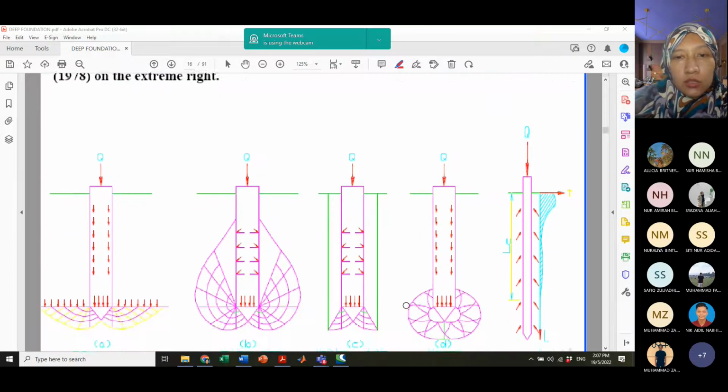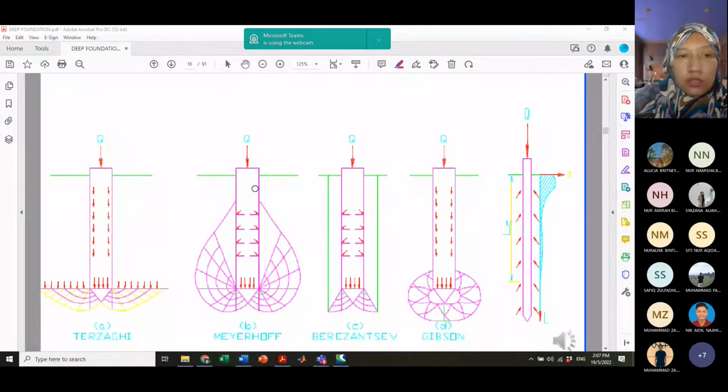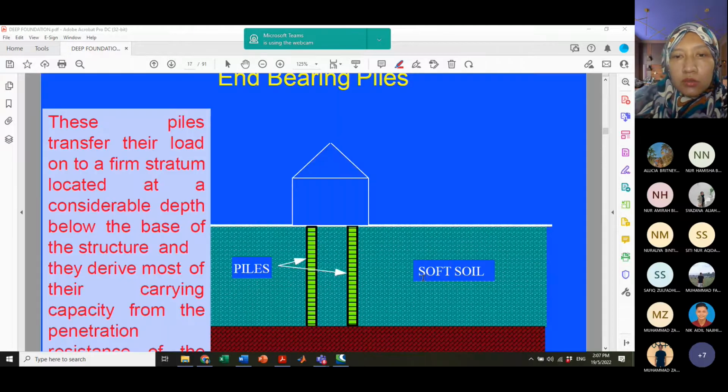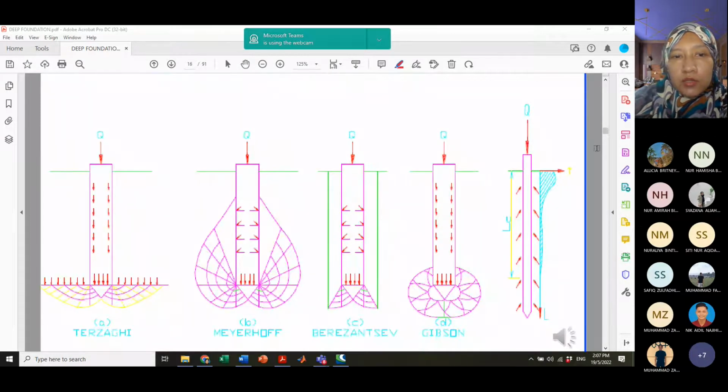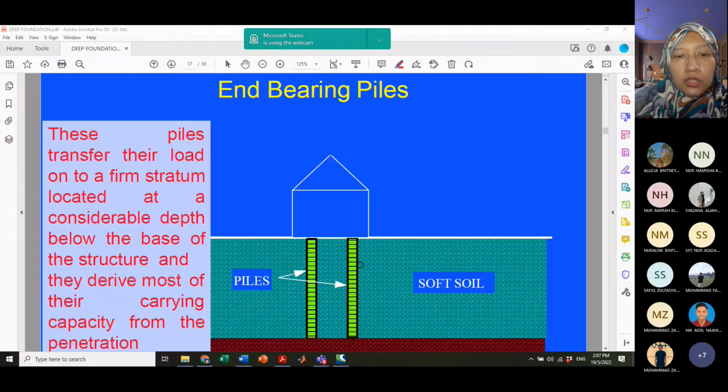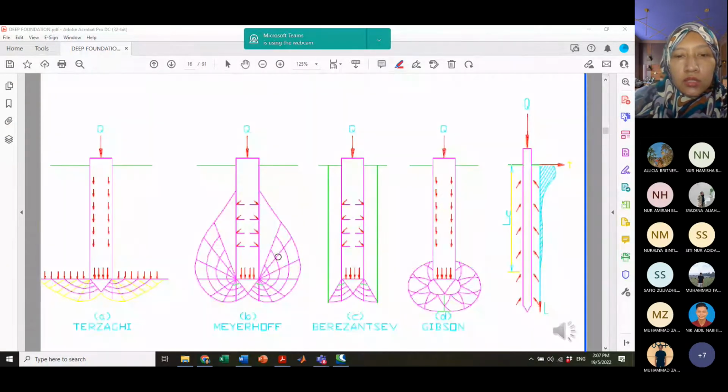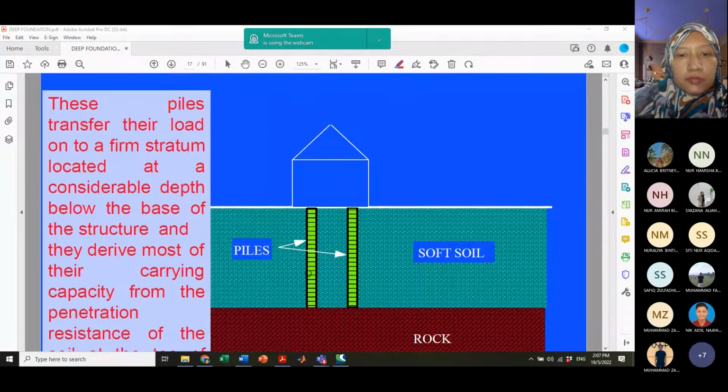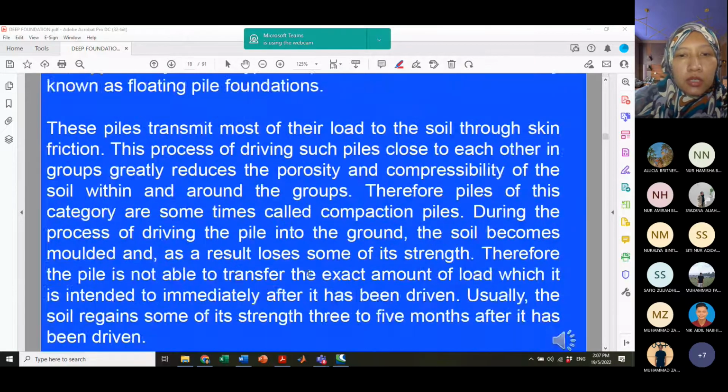Okay, the next one shows you the stress distribution at the bottom of the pile along this shaft resistance according to different researchers. So I hope that you can have some reading on this part. But importantly, if we look at our analysis, basically we're going to consider the Terzaghi and Meyerhof concept. This one I have already explained.